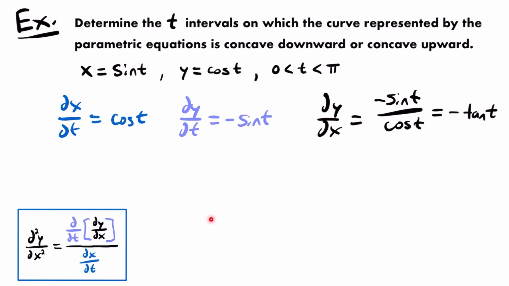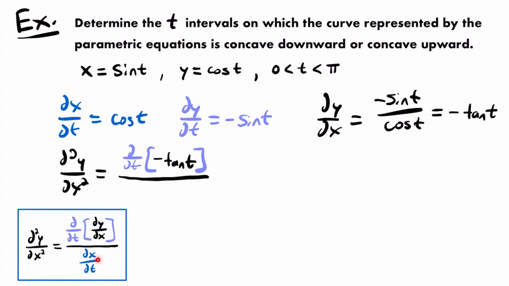Now let's use that to find our second derivative. The second derivative will look like this. It will be equal to the derivative with respect to t of that first derivative, negative tangent t, and then we're going to divide by dx/dt, and dx/dt is equal to cosine t, so we'll have a denominator of cosine t. Now if we take the derivative with respect to t of negative tangent t, remember that the derivative of tangent is secant squared, so this will be equal to negative secant squared t divided by cosine t.